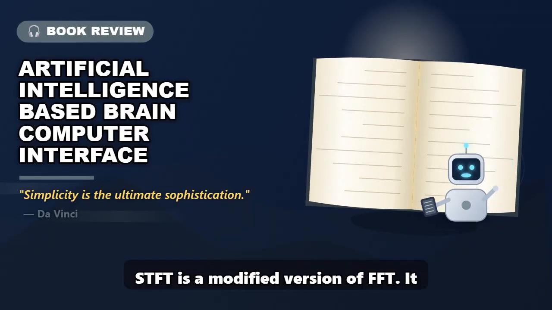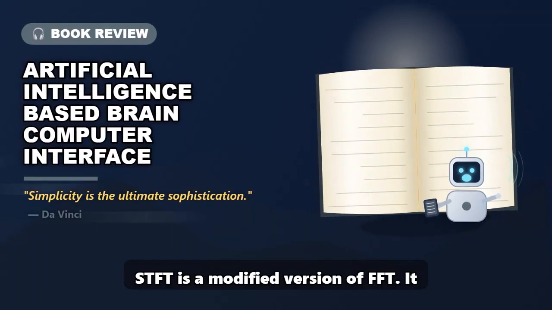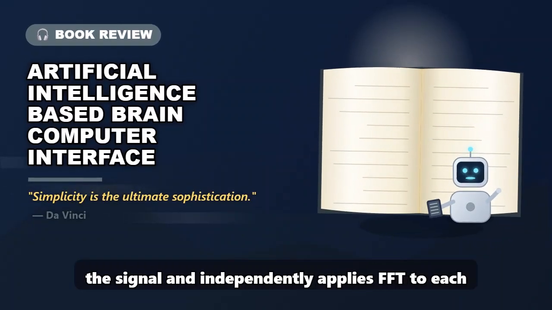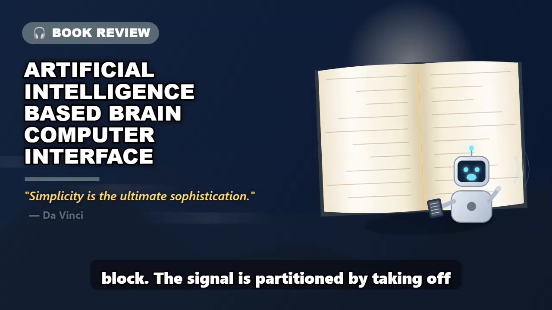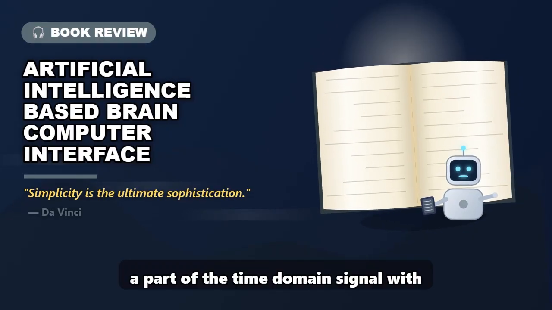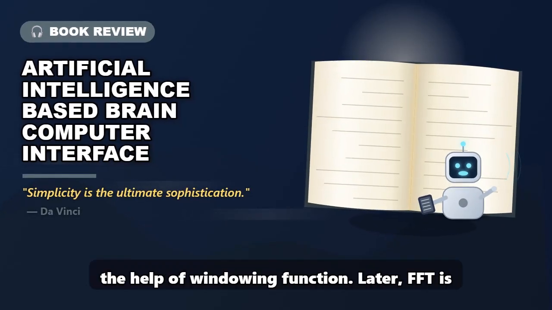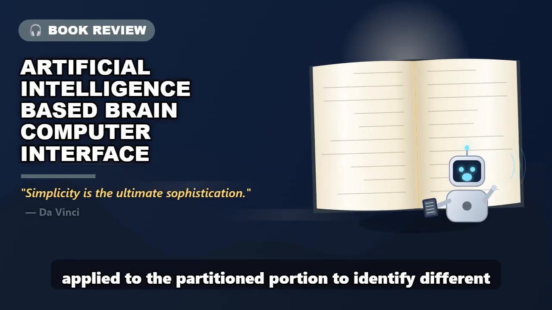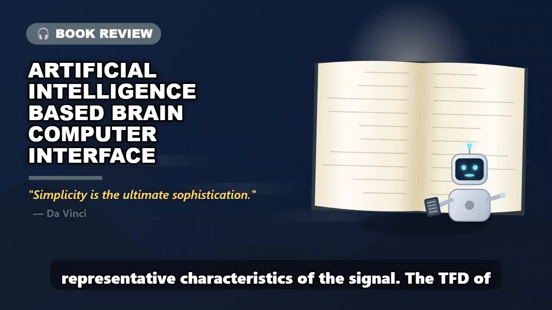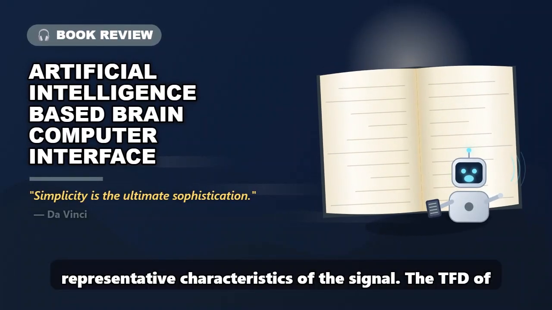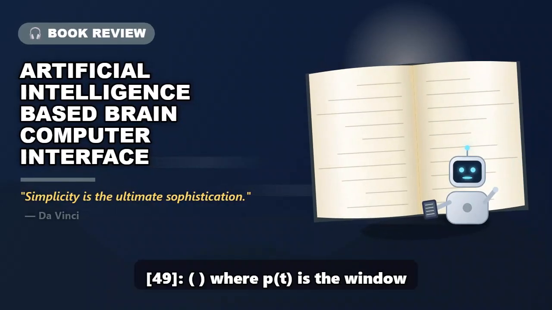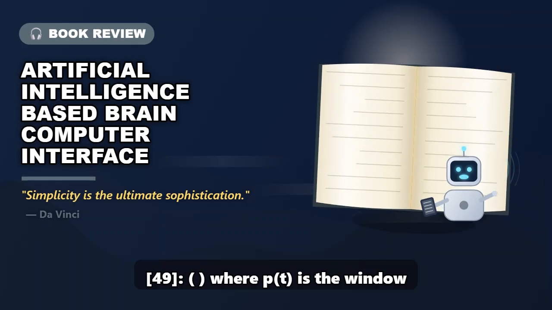Short-time Fourier transform. STFT is a modified version of FFT. It can be viewed as a block that partitions the signal and independently applies FFT to each block. The signal is partitioned by taking off a part of the time domain signal with the help of a windowing function. Later, FFT is applied to the partitioned portion to identify different representative characteristics of the signal. The TFD of an input signal S(t) is defined as follows, where p(t) is the window function.